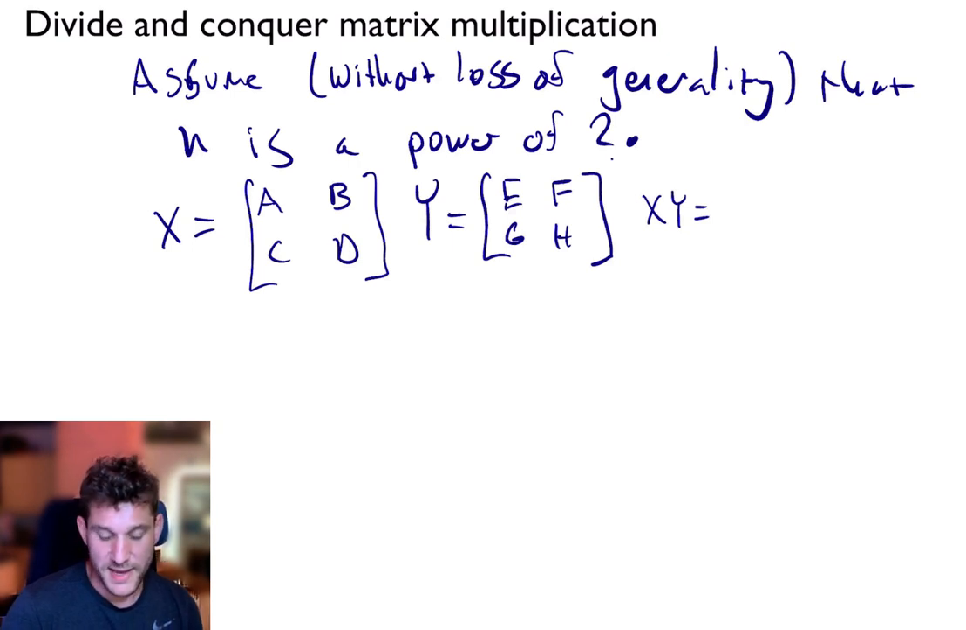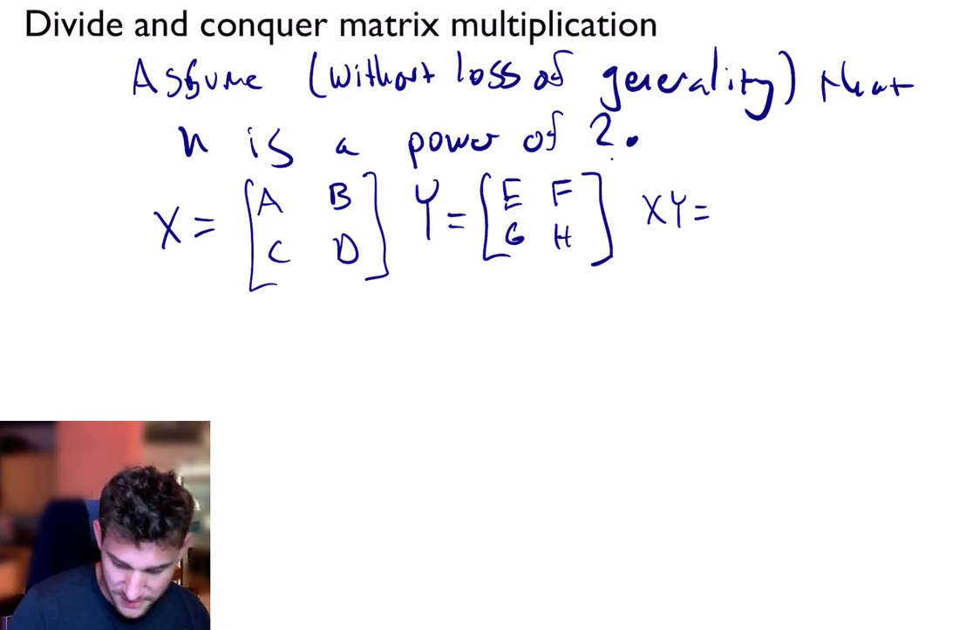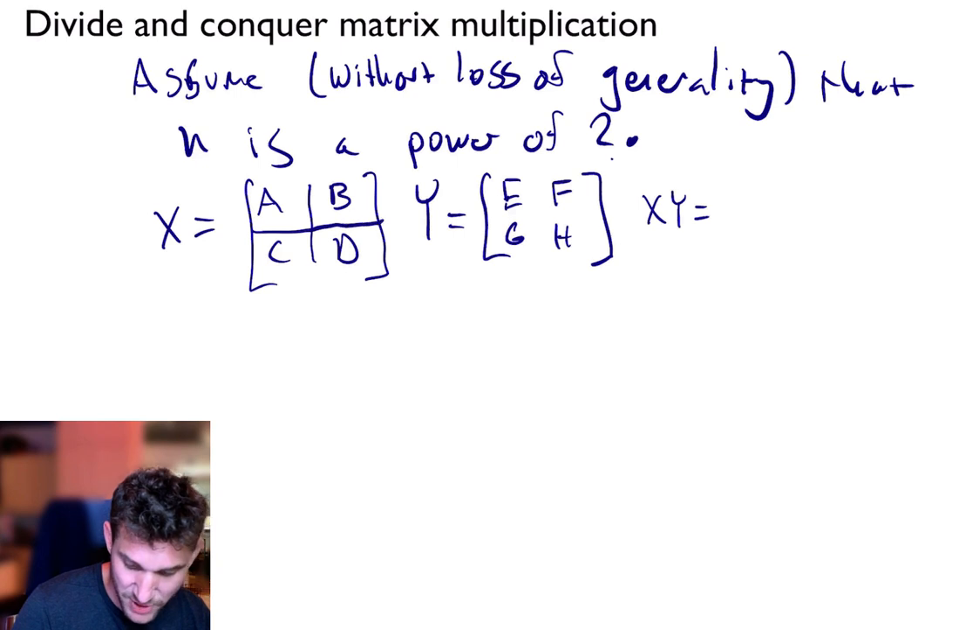Okay, so we're now going to write our matrices x and y each in block form. We're going to take x and break it up into n over 2 by n over 2 matrices A, B, C, and D. We're basically breaking the matrix up into 4 blocks of equal size.